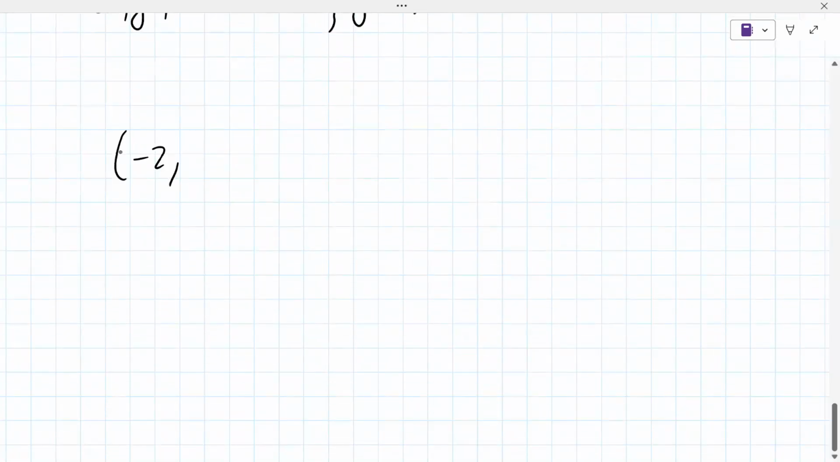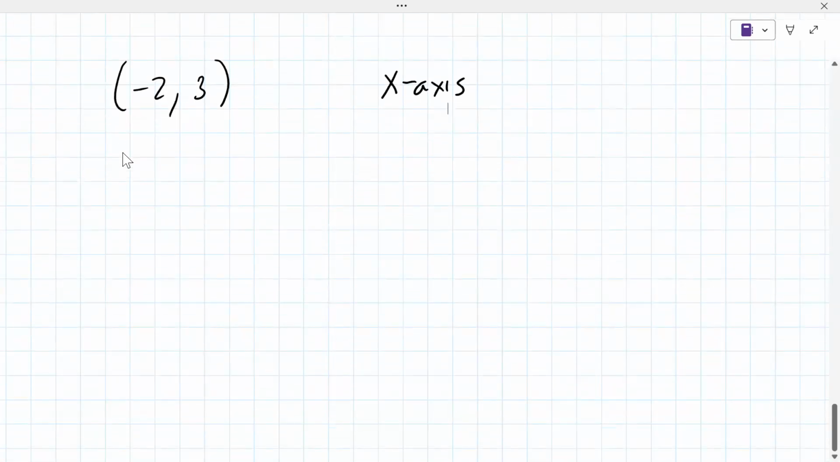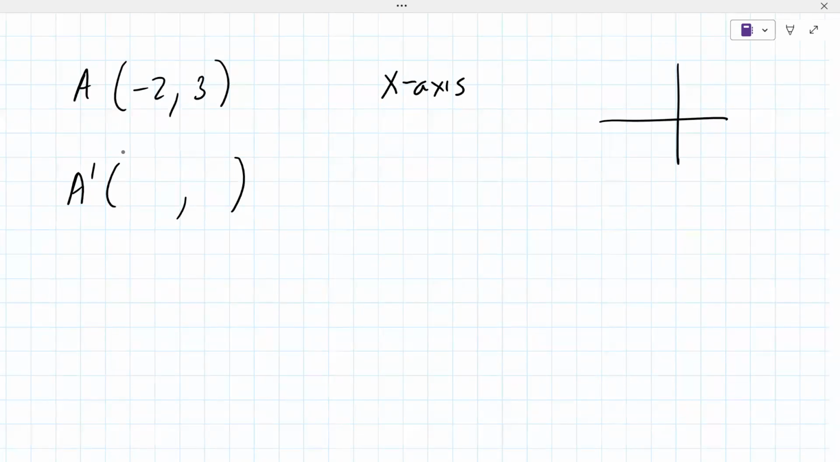So let's say I give you the ordered pair -2, comma 3, and I want you to do an x-axis reflection. Now, what I would do if I were a student is I would make a quick sketch like that, label the point and draw the new point just to make sure that I knew where it should go, and make sure you give me the new ordered pair. Okay. -2, -3.